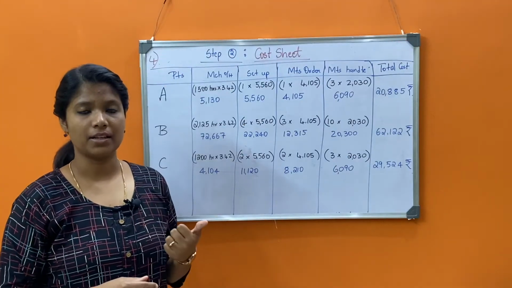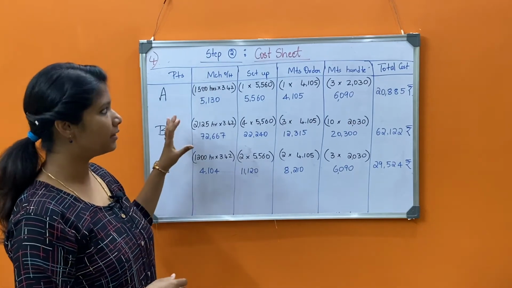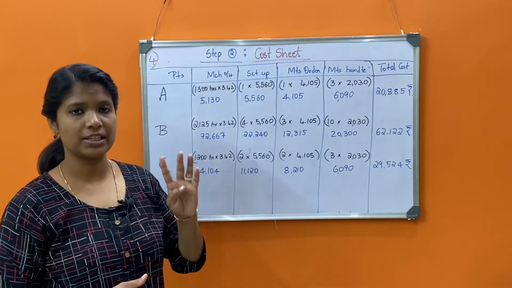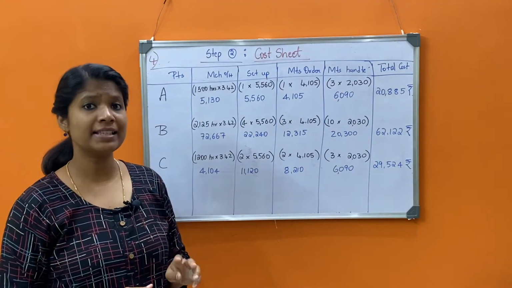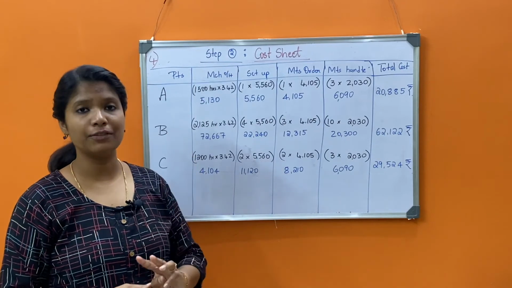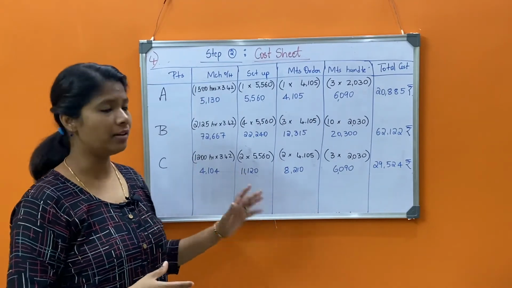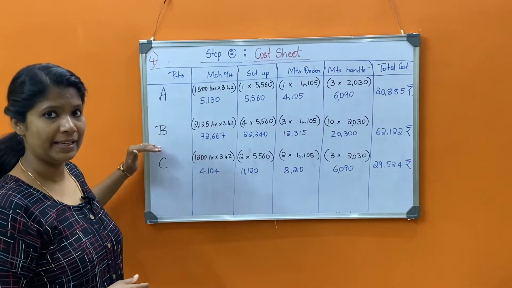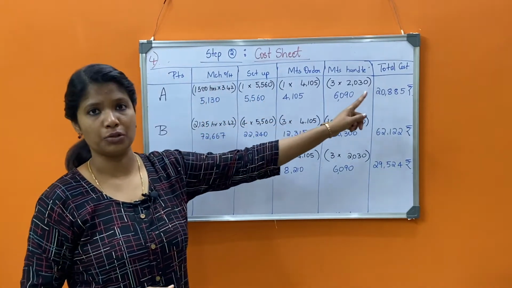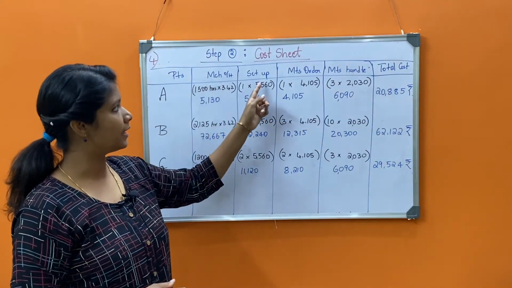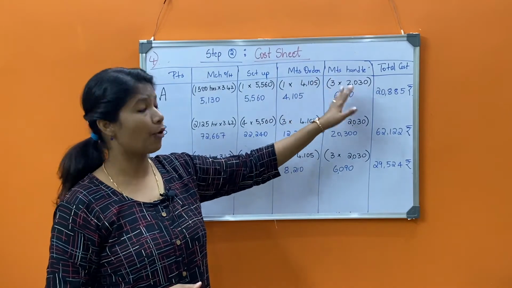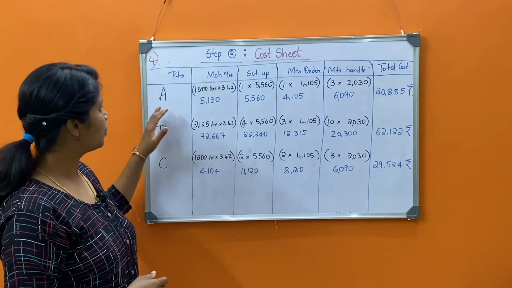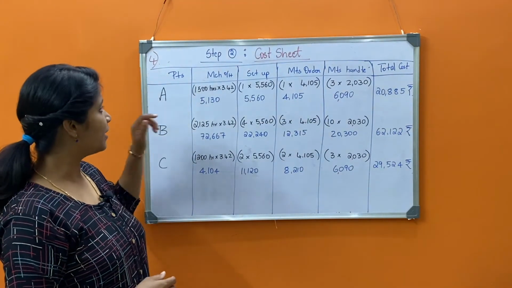So we'll move on to step number 2, the cost sheet. Now I have prepared the table a little differently to write all the working notes. Since it has four different activities and the company produces three different products, the table is going to be a little wider. So I've written the products A, B, C over here, and the activities on the top: machine overhead, setup cost, material ordering cost, materials handling cost and the total cost.